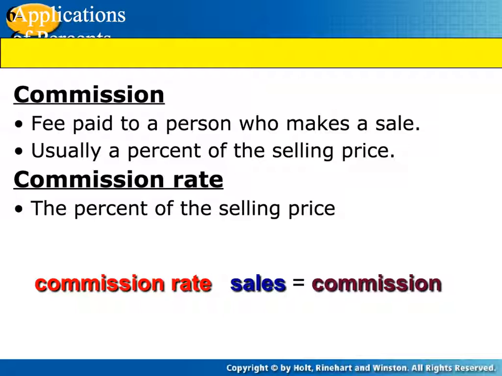Here we go. So commission and commission rate. What I want you to do is pause right now and write this down. Commission is a fee paid to a person who makes a sale. It's usually a percent of the selling price. If you think about car salesmen, realtors, many salesmen get a certain commission, a certain percentage of the sale made.